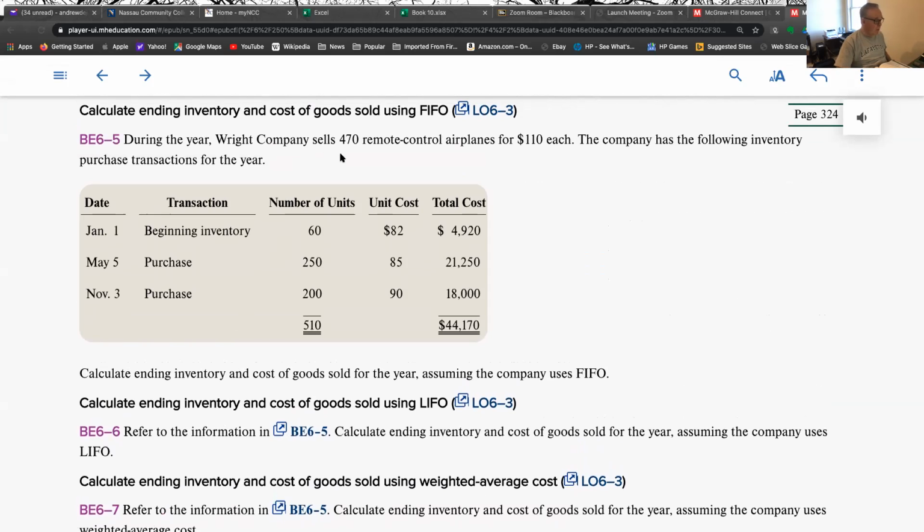During the year, Wright Company sells 470 remote control airplanes for $110 each. The company has the following inventory purchase transactions for the year. So they started out with 60. They paid 82 apiece, $49.20, right? And then they made two purchases during the year, one in May, one in November. This is what they bought, how much, right?